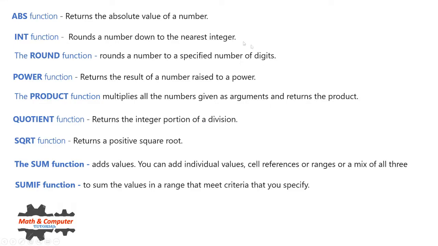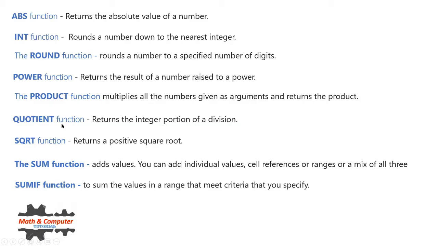Okay. For the power function, returns the result of a number raised to a power. So if you want to evaluate a number with an exponent, this function will be used. The product function multiplies all the numbers given as arguments and returns the product. So to multiply numbers or a range of cells.